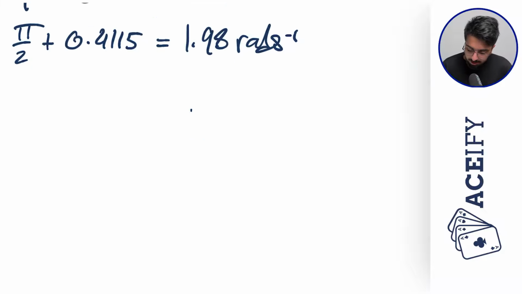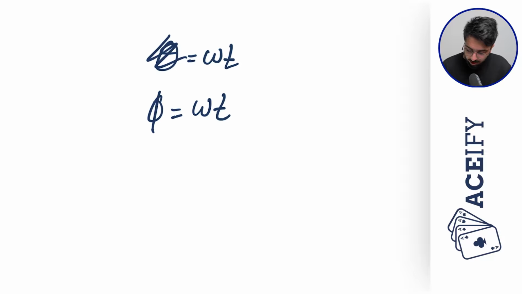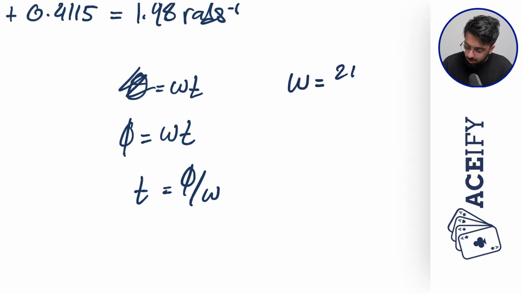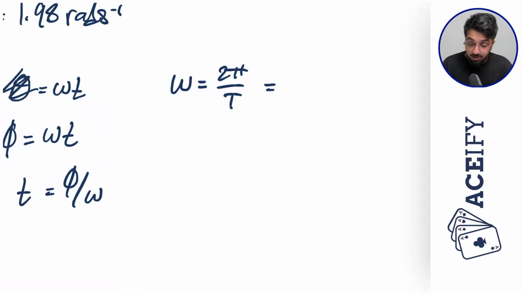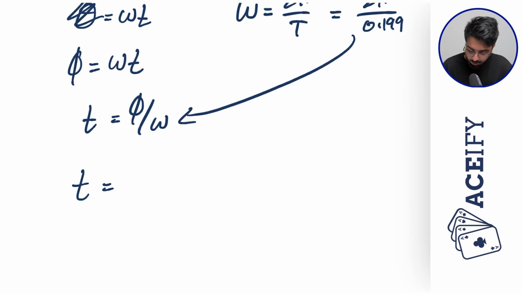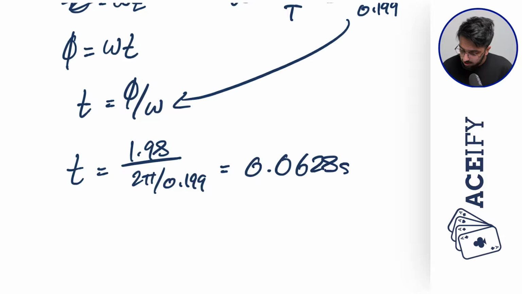Now, as we know, our theta is equal to omega t. Just remember that in this case, our angle is not theta, it's actually phi. So our phi is equal to omega t, and therefore our t is equal to phi all over omega. We also know that omega is equal to 2 pi all over our period, and we have a period of 0.199. So we can make that substitution: our time is equal to phi, which was 1.98, all over our omega, which is 2 pi all over 0.199. That gives us a time of 0.0628 seconds. There we go.